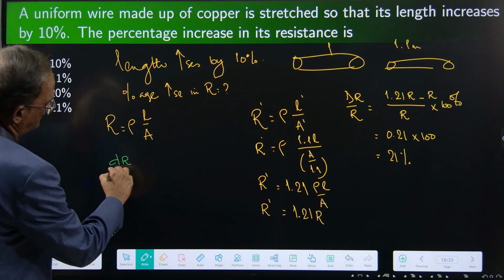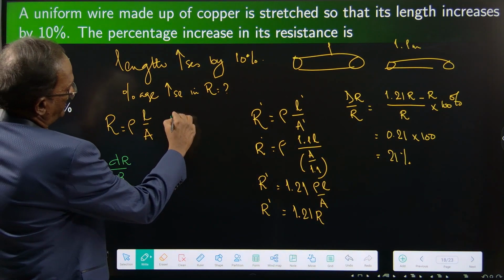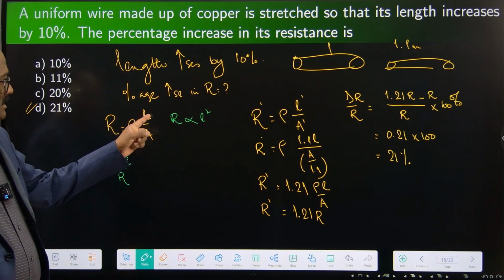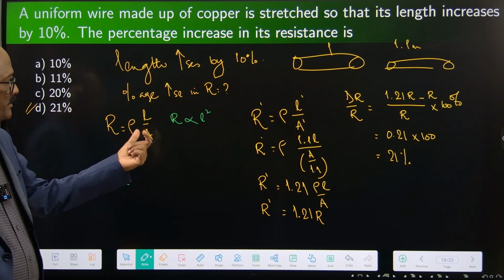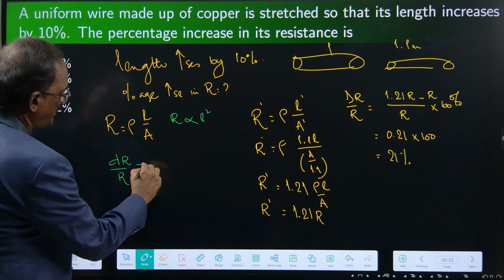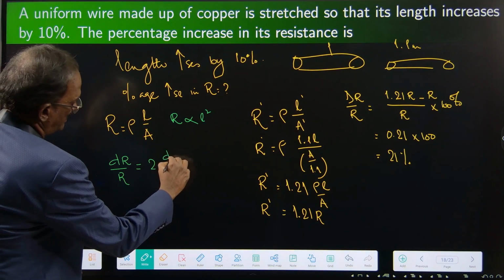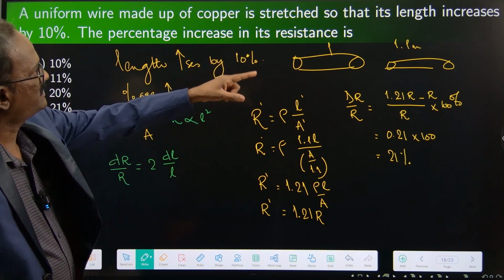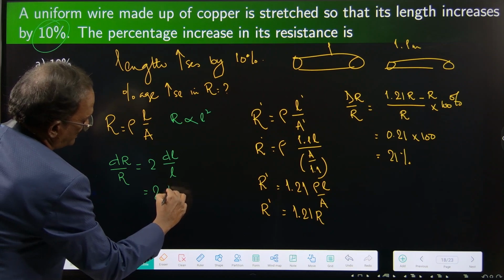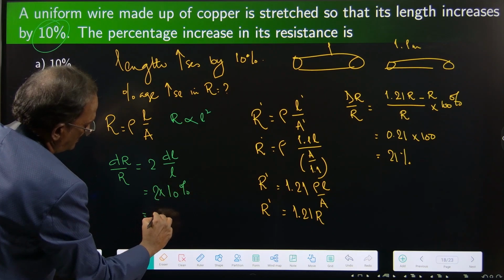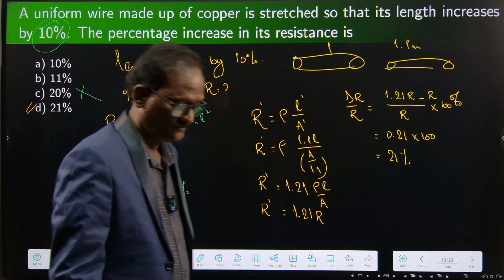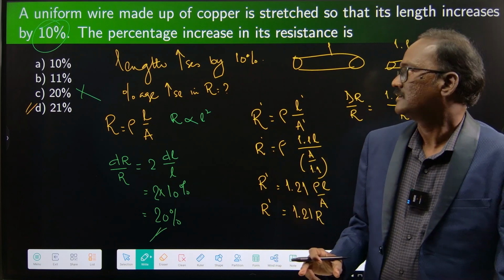dR by R, actually R is equal to rho L by A. R is proportional to L square, isn't it? Volume becomes constant, rho and V will become constant. R is directly proportional to L square. So dR by R is equal to 2 times dL by L. dL by L, length is stretched by 10%. So this is 2 into 10%. The answer will be 20%. 20% is wrong. 21 is the accurate answer.